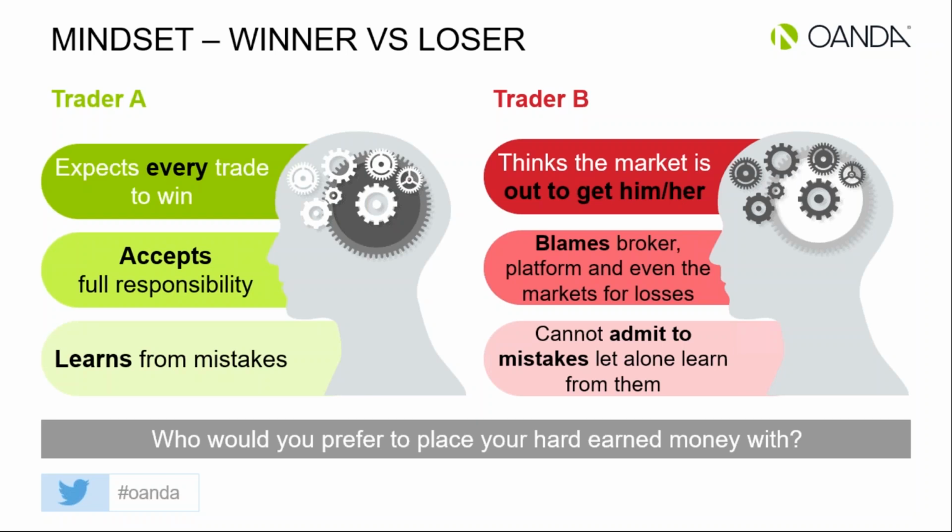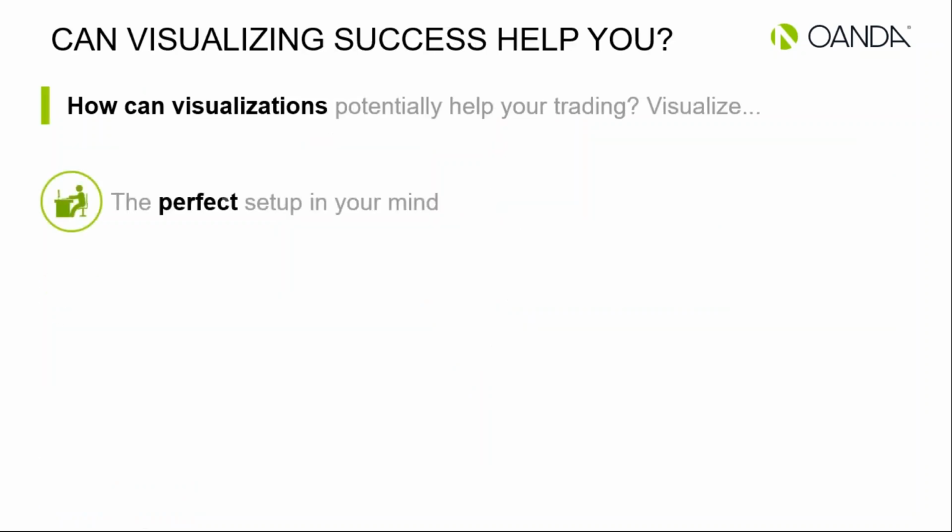I would place my money with trader A, because trader A is also like the trader who chose strategy 1. They are more positive, they are more able to bounce back from trading mistakes, and every trade they see as a new opportunity to be successful.